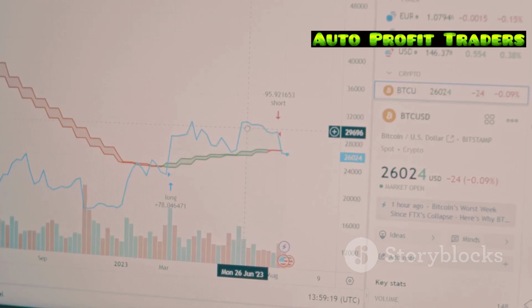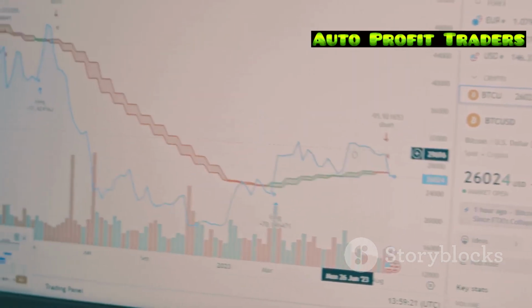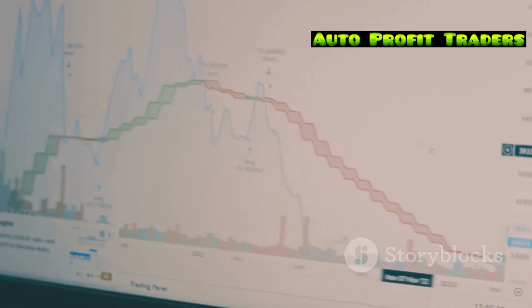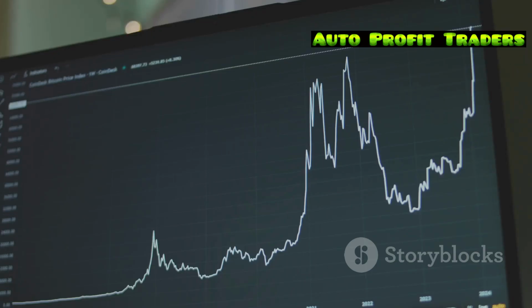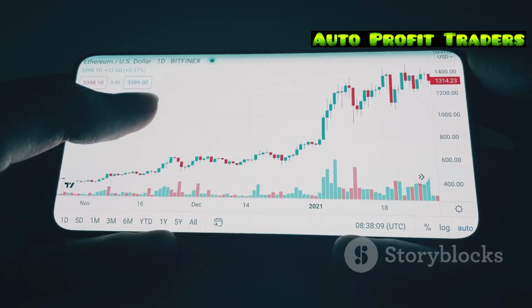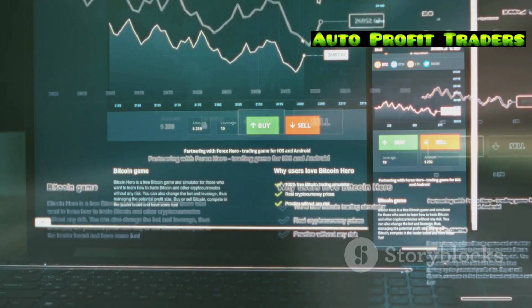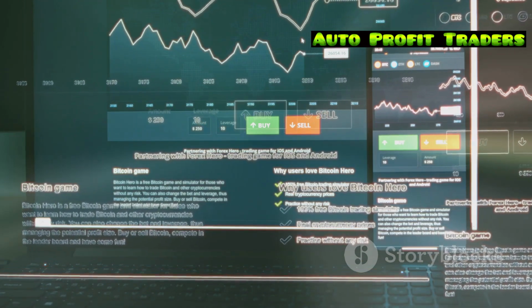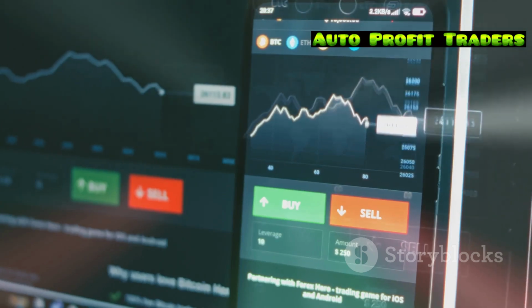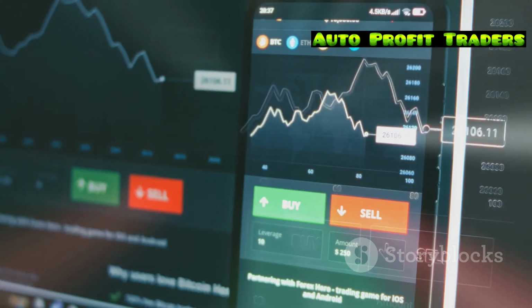For a buy, call setup, watch for when EMA 9 crosses above EMA 21, RSI moves upward above 30 and 50, and the stochastic crosses upward and points up. For a sell, put setup, just reverse these conditions. Remember, it's all about these 3 confirmations and 1 trade direction.